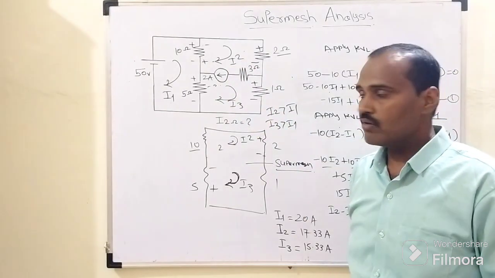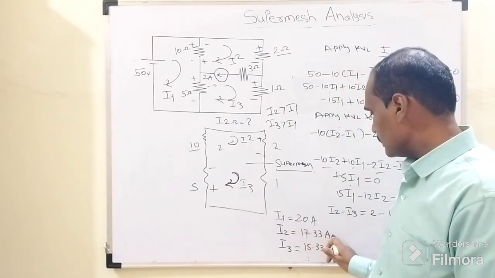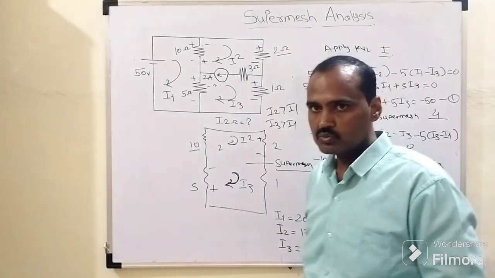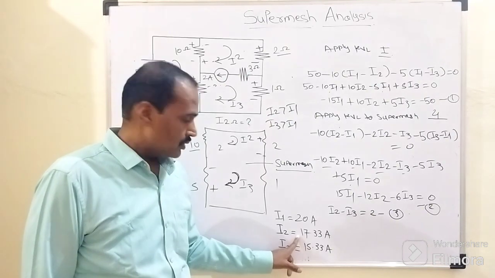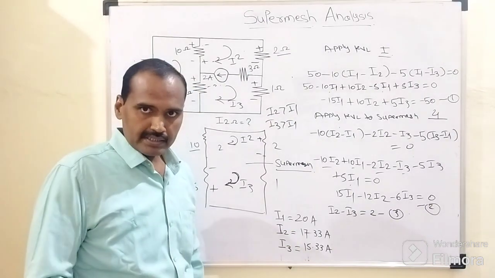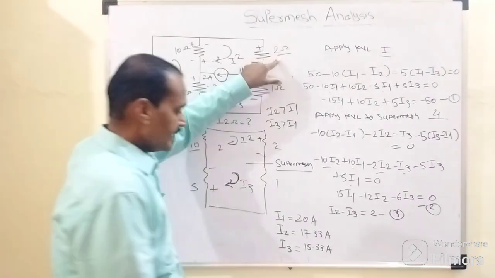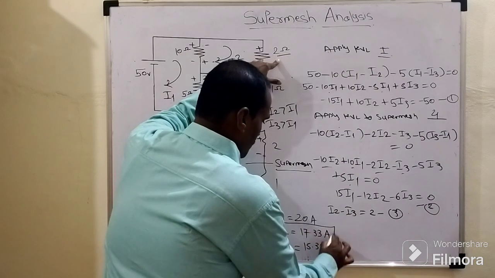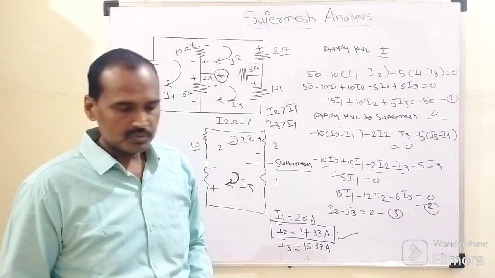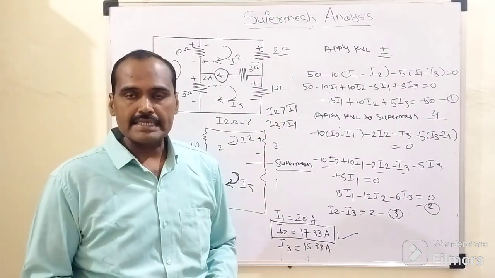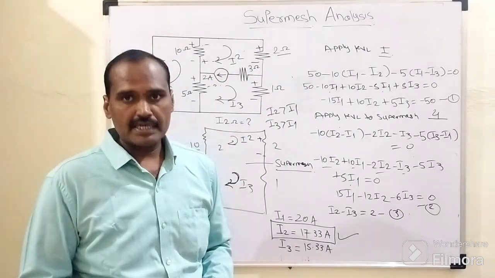So how do we decide the current flowing through this 10 ohm resistor? For that purpose, I1 equals 20 ampere and I2 equals 17.33 ampere. Generally the smaller current gets subtracted from the larger value, so 20 minus 17.33, like this, right? But as far as this 2 ohm resistor is concerned, it is purely associated with I2. So the current flowing through this 2 ohm resistor is nothing but 17.33 ampere. So this is how the given network is to be realized with the help of super mesh analysis, right?